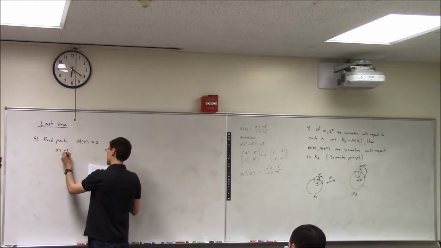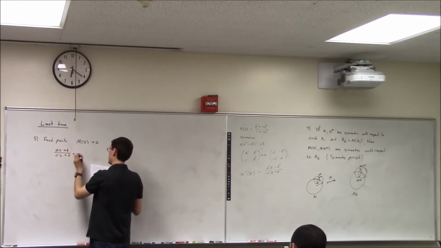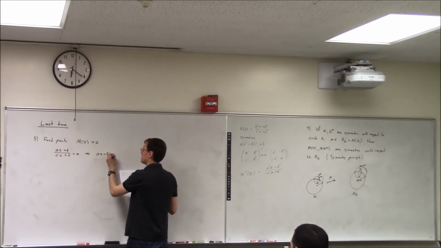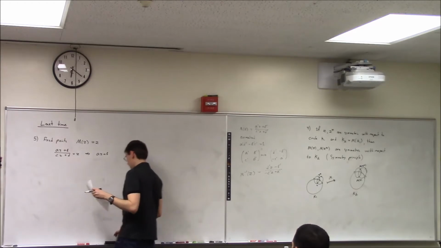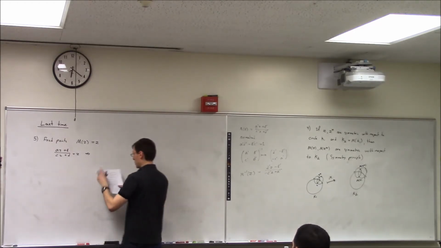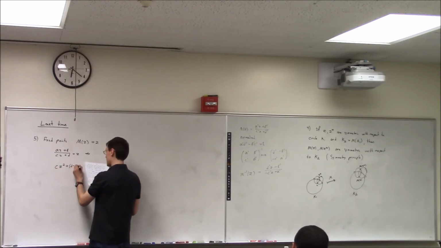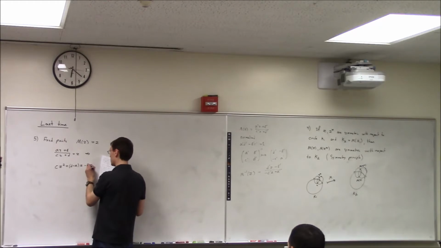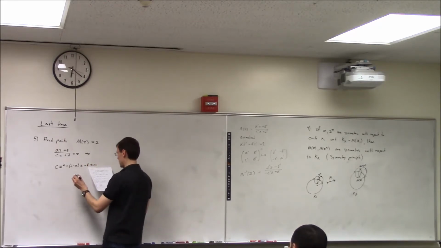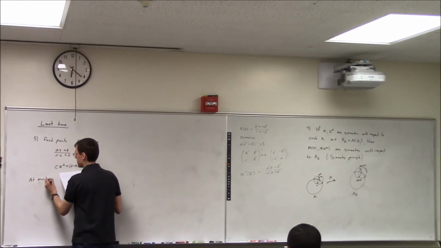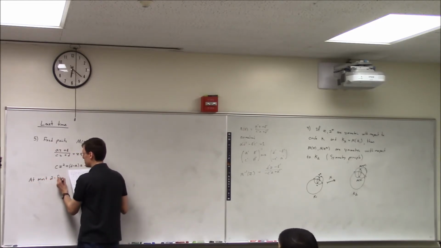(az + b)/(cz + d) = z, which implies that az + b = z(cz + d). If you group everything together, you just have the equation cz^2 + dz - az - b = 0. So that means that there are at most 2 fixed points.